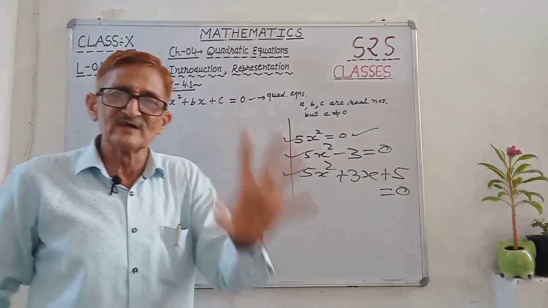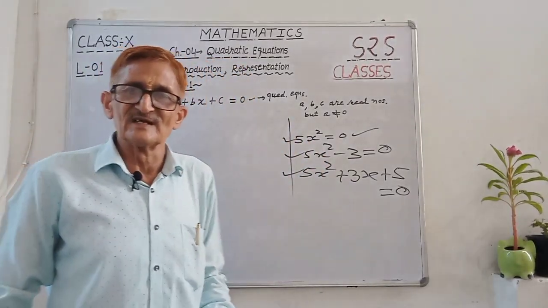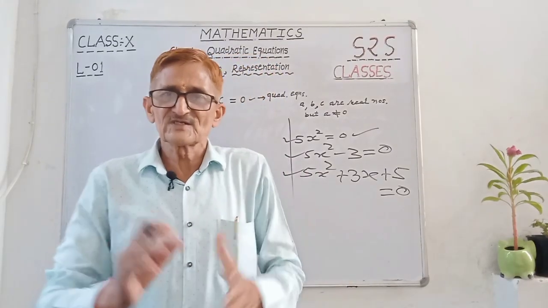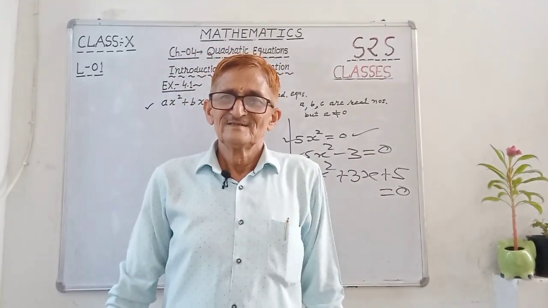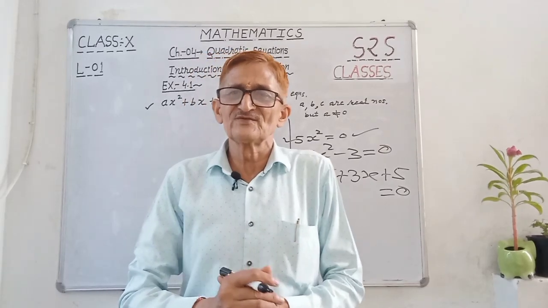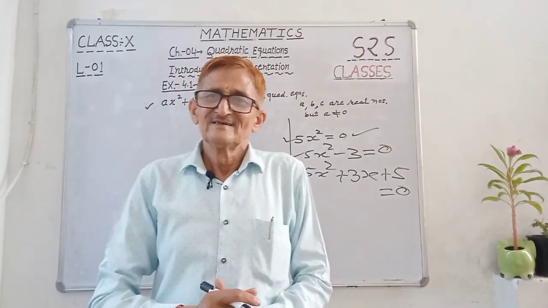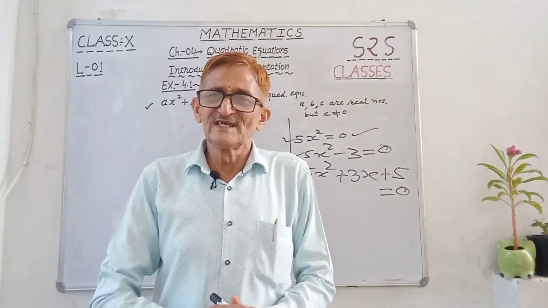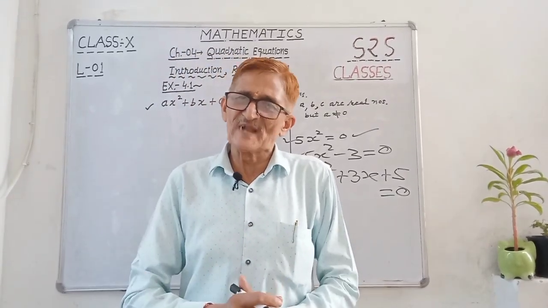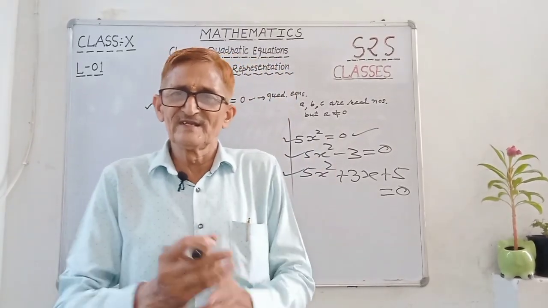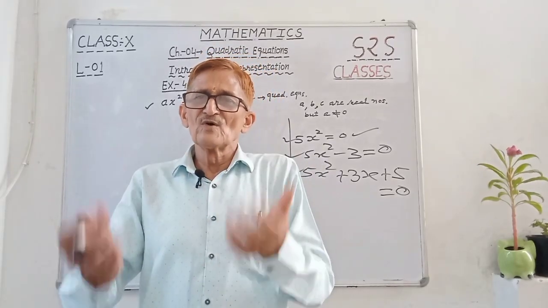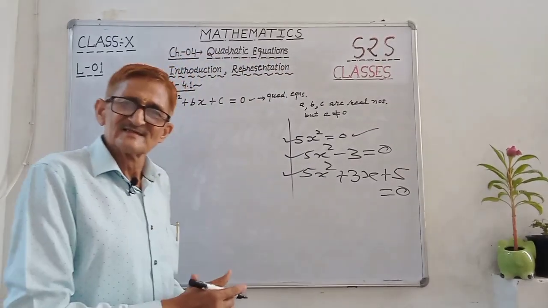One example, one situation I want to give to form the quadratic equation. Form means representation, representation of any situation. Like if a trust wants to make a hall of 300 square meter area. The situation given is that the length is 1 meter more than twice of the breadth. This relationship is given between length and breadth. Breadth, again I am telling, length is 1 meter more than twice of its breadth.